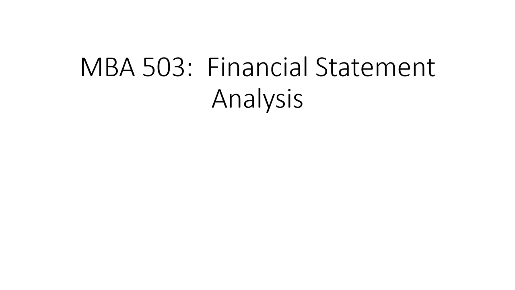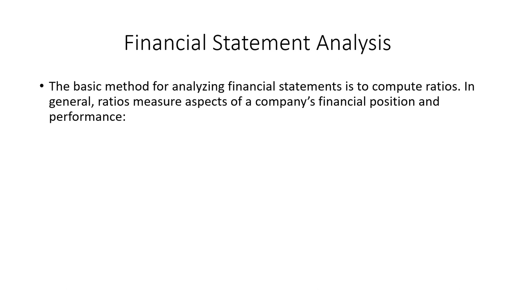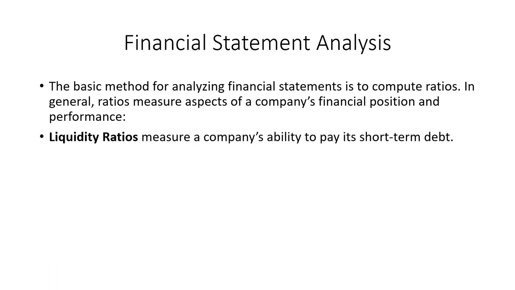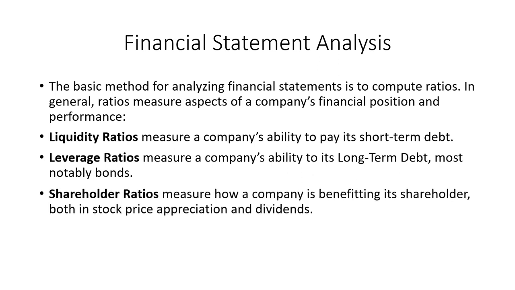Do the slideshow here, and financial statement analysis. Basic method for analyzing financial statements is to compute ratios in general. Ratios measure aspects of financial position and performance. Okay, here's what they measure. There are about 13 basic ratios, and they're separated into 4 groups. One group measures liquidity, which is a measure of a company's ability to pay its short-term debt. One group measures leverage, which measures a company's ability to pay its long-term debt, most notably bonds.